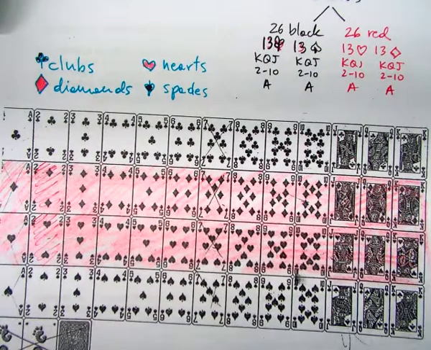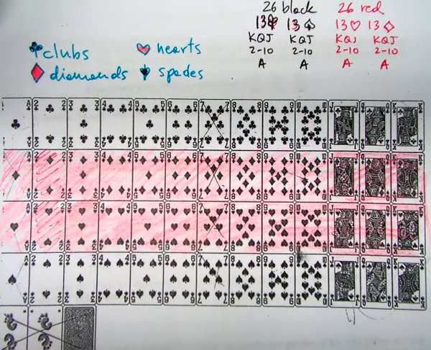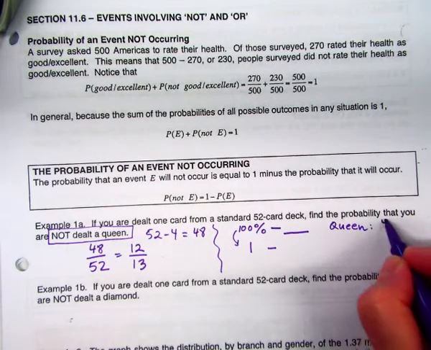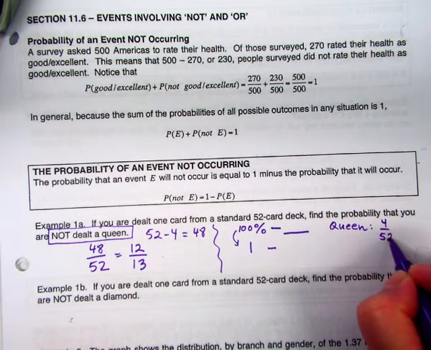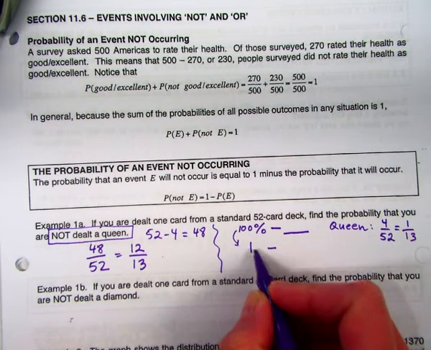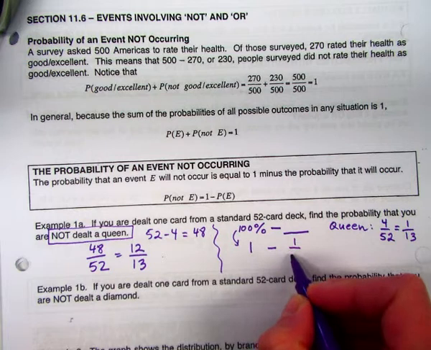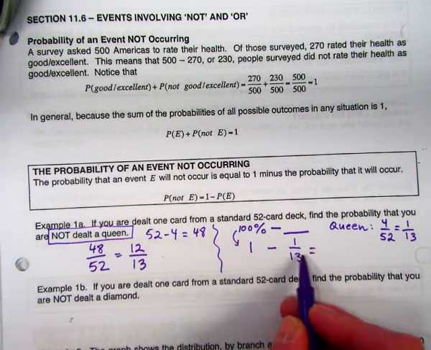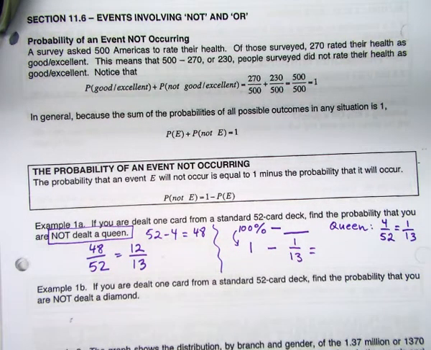When you have a deck of cards, what's the probability of getting a queen? 4 out of 52, okay? So what's 4 divided by 52? One over 13, okay? So let's do 1 minus 1 over 13. Can you do this on the calculator? 1 minus 1 over 13?